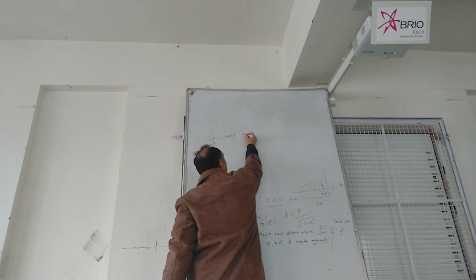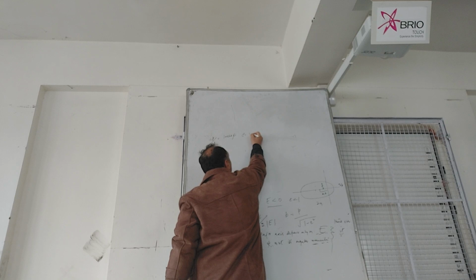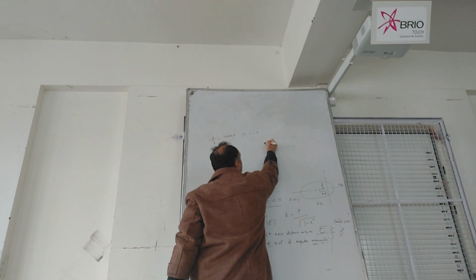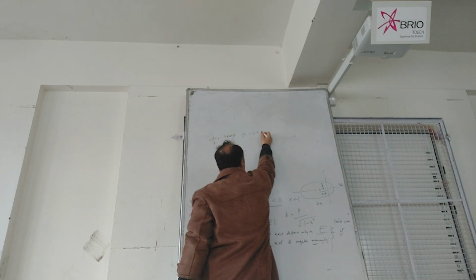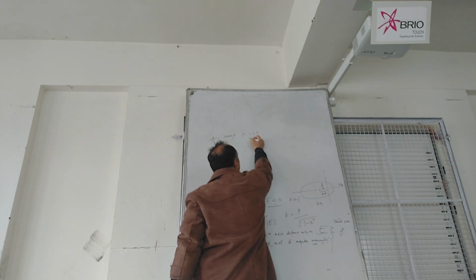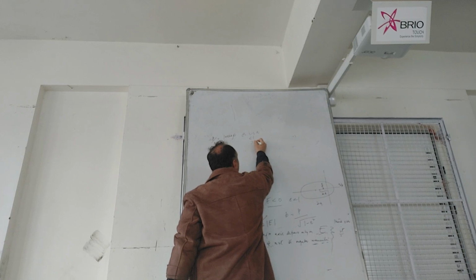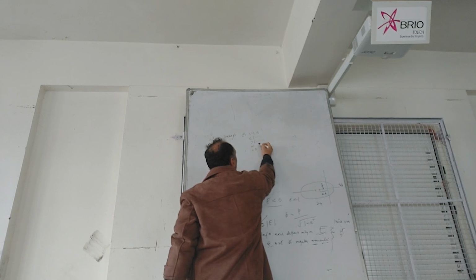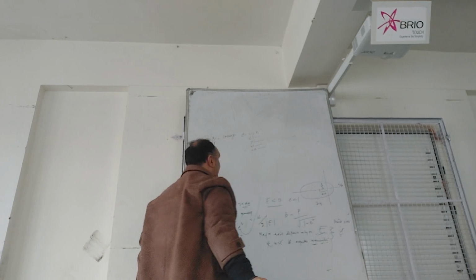The value of e can be less than 1, greater than 1, equal to 1 or equal to 0. So less than 1 gives an ellipse, this will give a hyperbola, this will give a parabola, and this a circle. Okay?